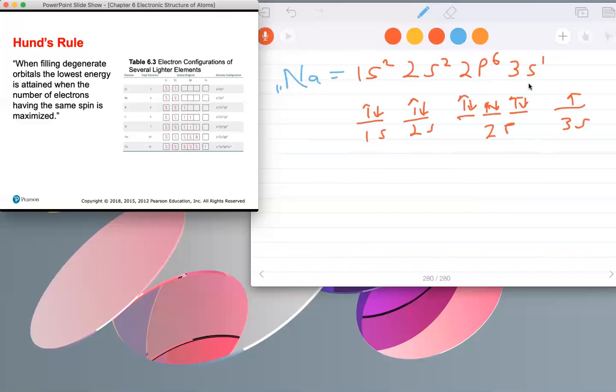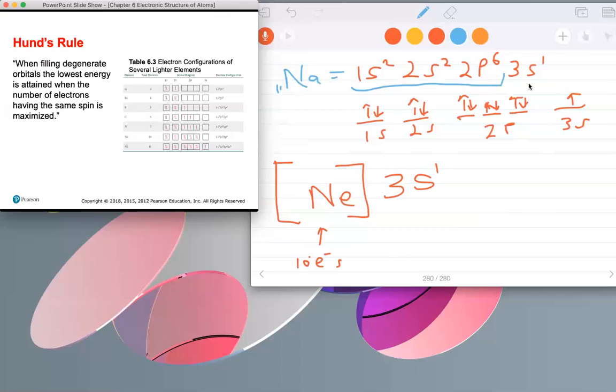For the third method, which is the noble gas electron configuration, or shorthand, you pick a group 8 element, and I'm going to show you how you decide that. This will be the first 10 electrons. Neon is number 10, and it will account for the first 10 electrons right here, and then you indicate 3s1.